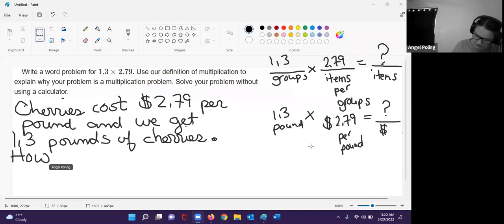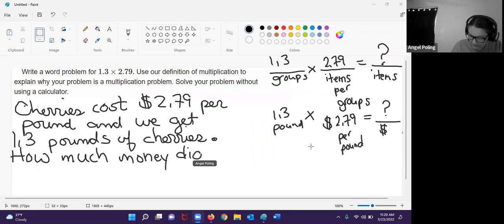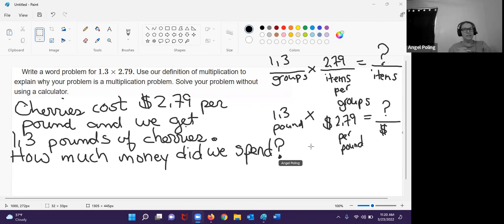How much money did we spend? And now they want us to multiply or solve the answer without using a calculator. Okay, so that means we're going to practice using the stacked algorithm.